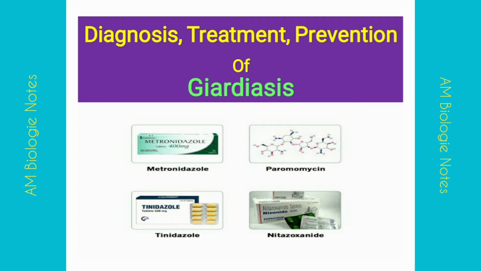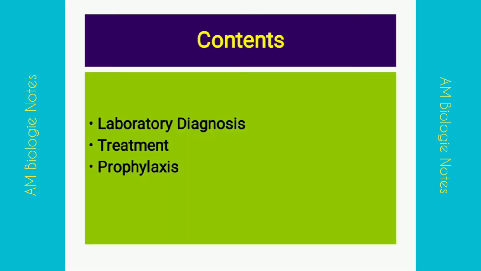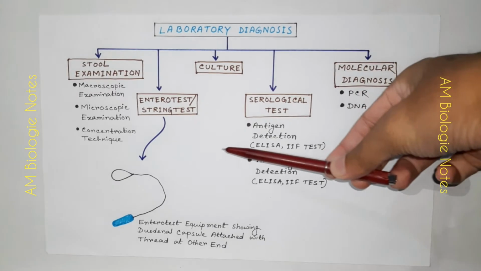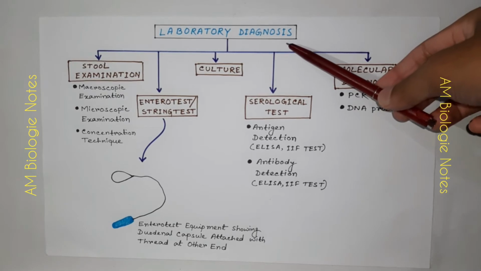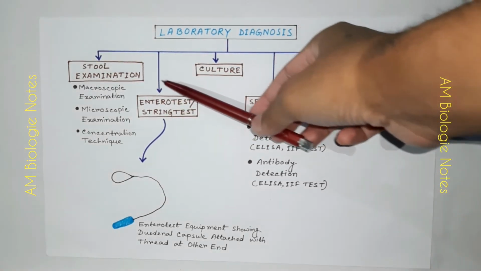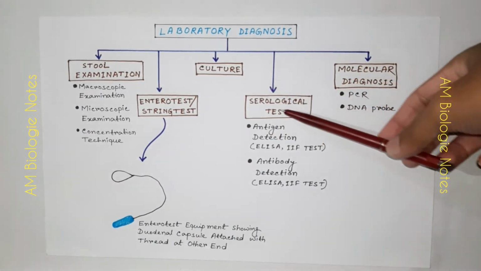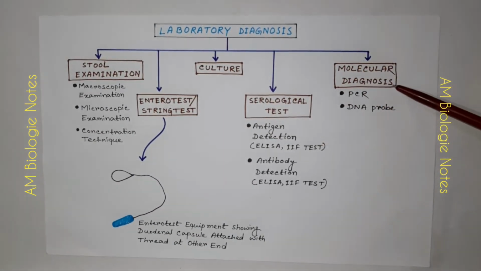Today I will discuss the laboratory diagnosis, treatment and prevention of giardiasis disease. Contents of the video include different laboratory diagnosis methods to identify the Giardia infection, treatment of giardiasis and finally preventive measures against giardiasis. This is a chart showing different types of diagnostic methods for Giardia intestinalis. The methods are stool examination, enterotest, culture, serological test, molecular methods, etc.